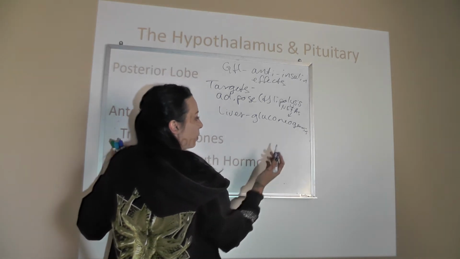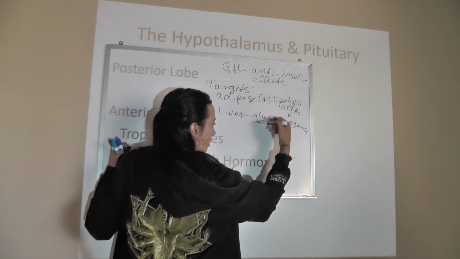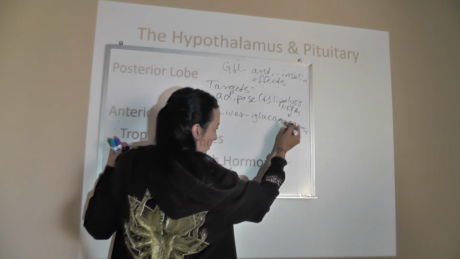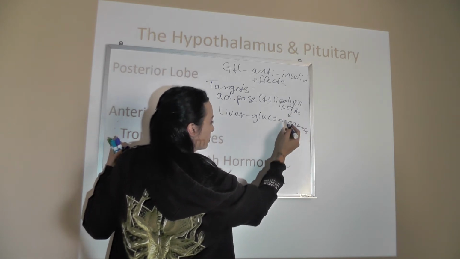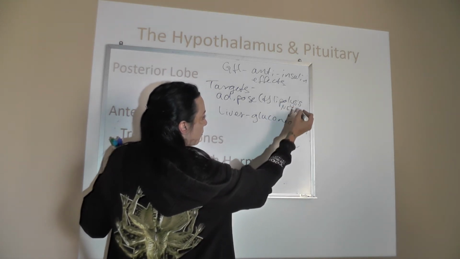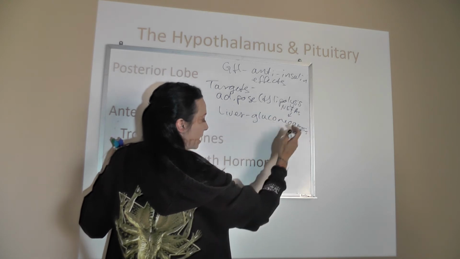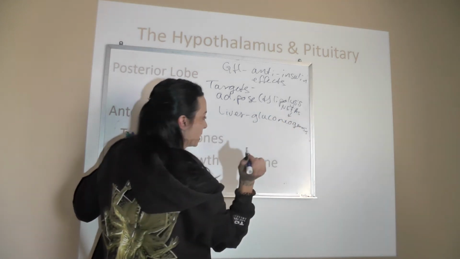If we look at this word and break it down, genesis is to make. What? Glucose. What kind? New stuff. So glucose, new, genesis. So we're making new glucose from non-carbohydrate substrates. In this case, we're using fat to make glucose and store it, which is pretty awesome.